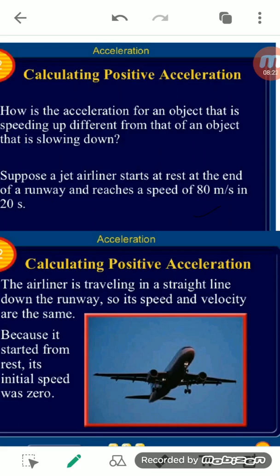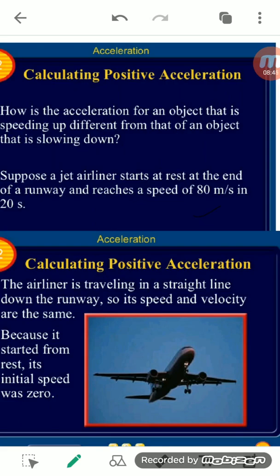So to calculate the positive acceleration, how is the acceleration for an object that is speeding up different from that of an object that is slowing down? The object which is speeding up gives positive acceleration, rather than the object which is slowing down. How can we understand this?